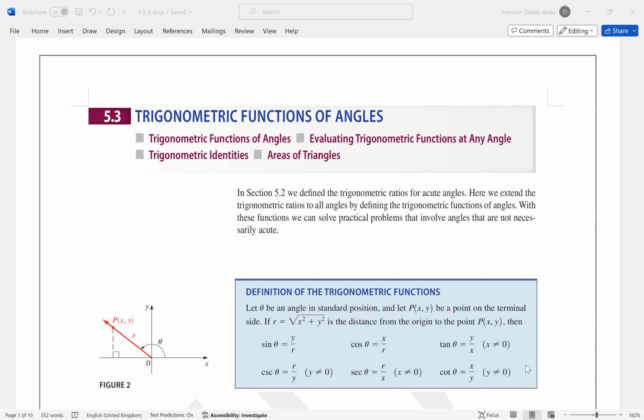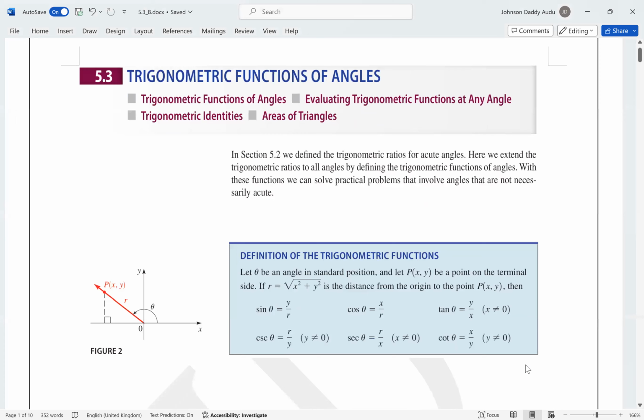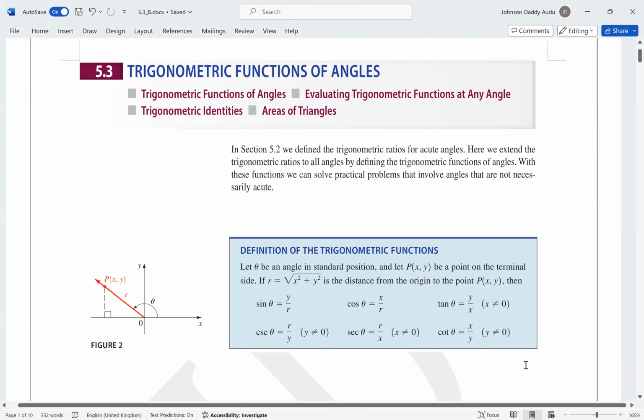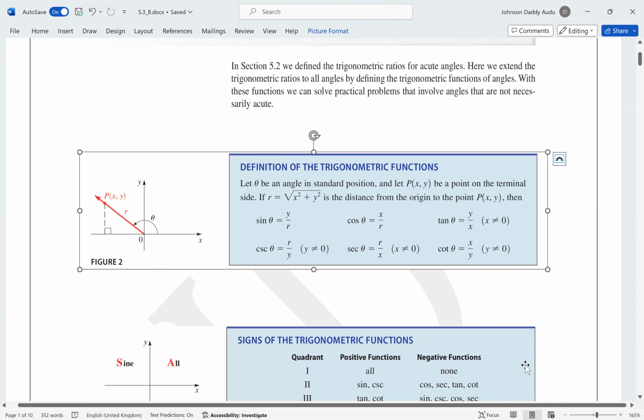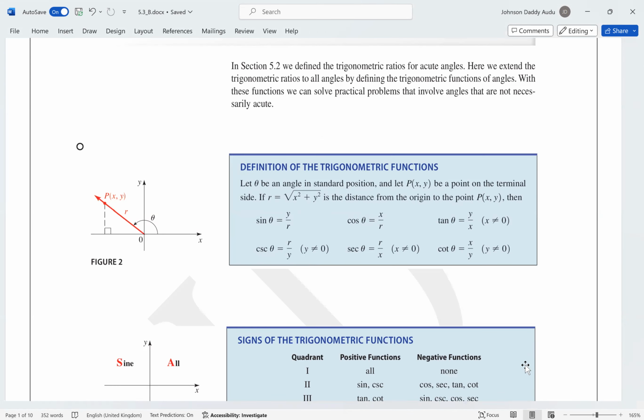Hello viewers. In this video, we'll be looking at trigonometric functions of any angle, not necessarily acute angles. But let's start with this one. If you have a theta in standard position, and you have a point P(x, y) on the terminal side. Now, this is what we mean.